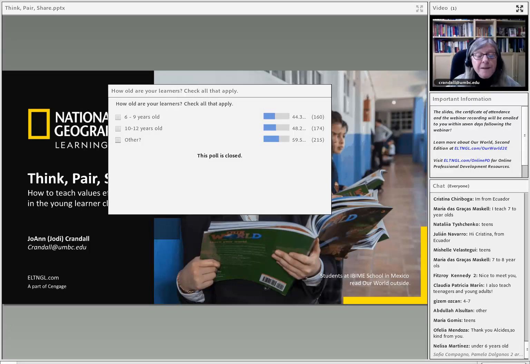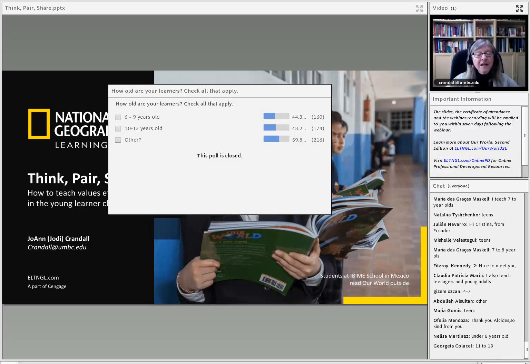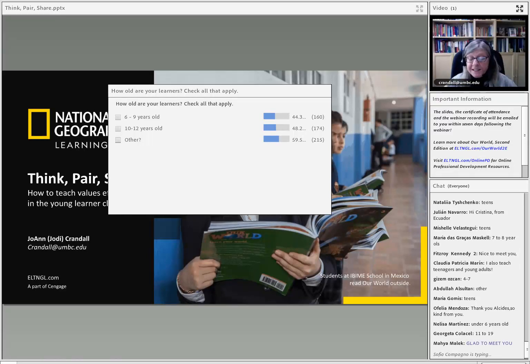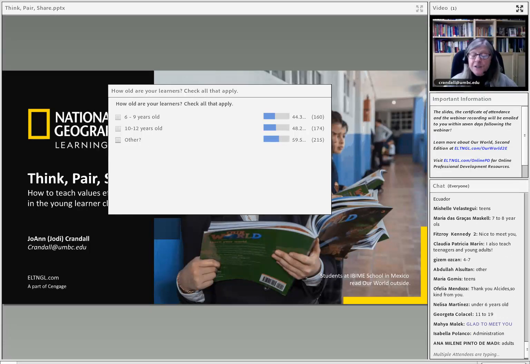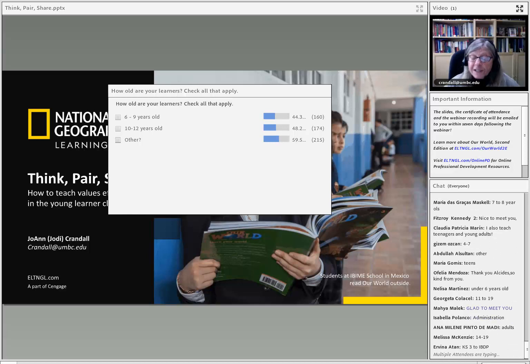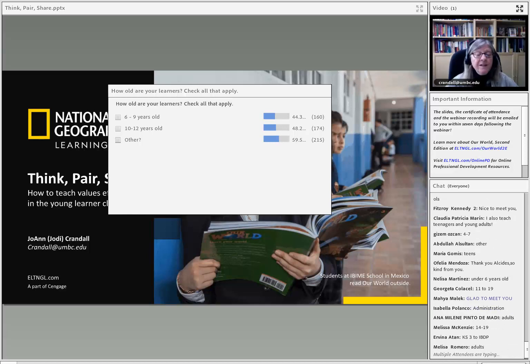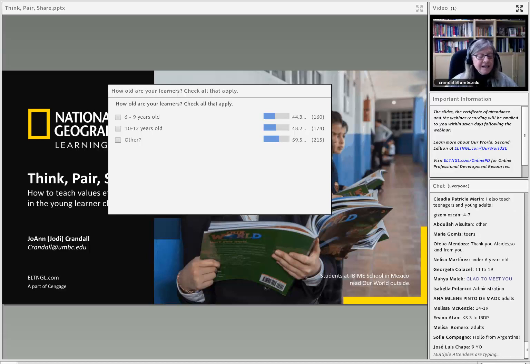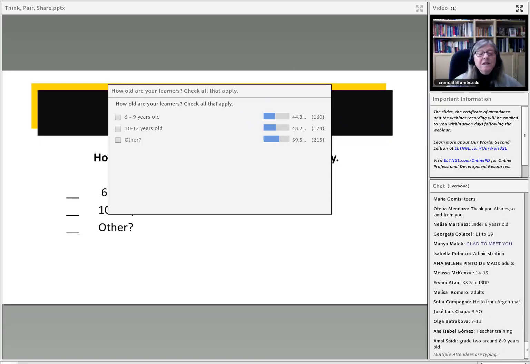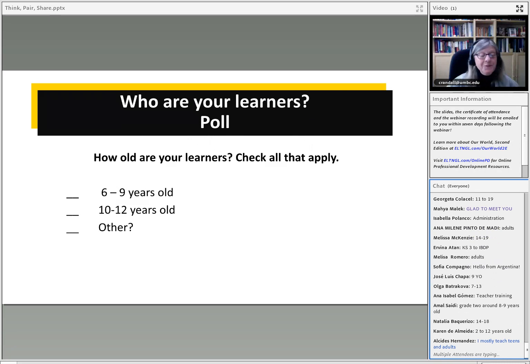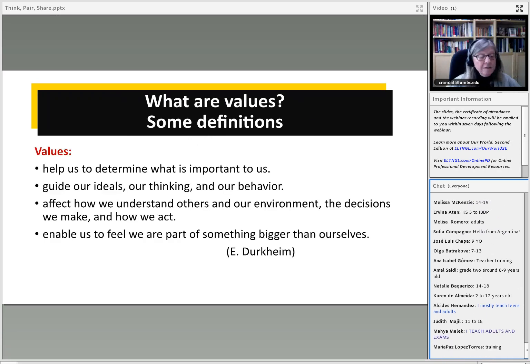Okay, it looks like people are just about done. Okay, so we have pretty much equal distribution. A few more people are doing other, and I hope some of you will type in what it is you're doing. I see teens. Some of you maybe are also administrators. I see young adults. So just go ahead and keep typing in so I can get a sense of the types of students you have in the level. Okay, let's go then to the next slide.